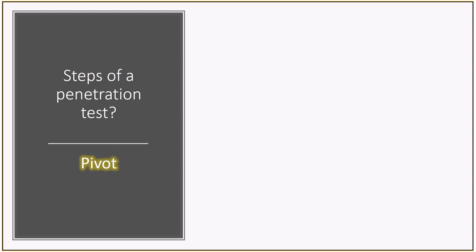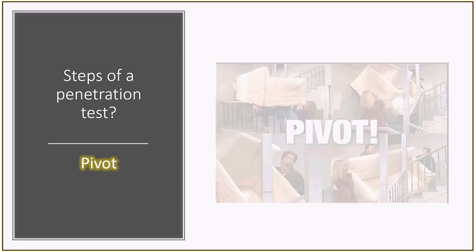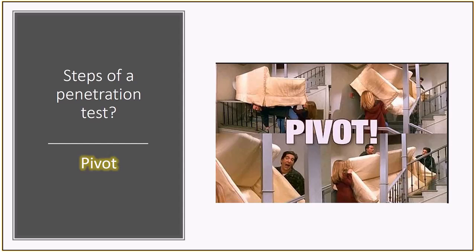Next step, pivot. Well, pivot is a well-known technique in basketball for those who are playing. I remember one old episode of Friends, during which Ross is screaming when they are trying to move a couch upstairs. Pivot, pivot, pivot. Let me refresh your memory if you look it up.